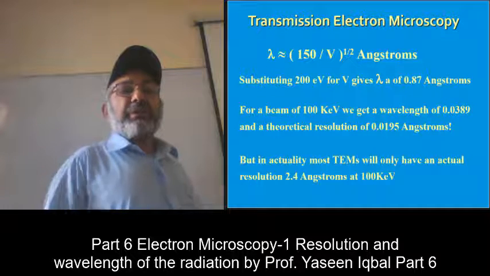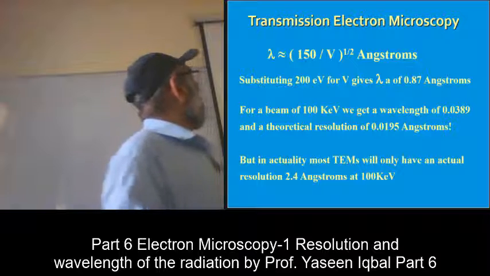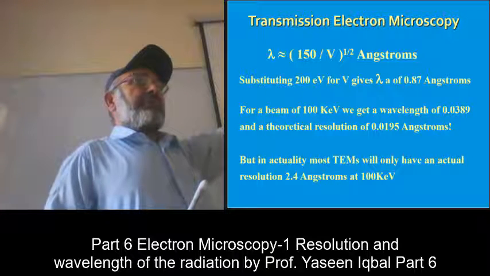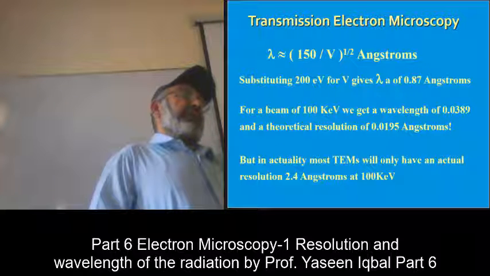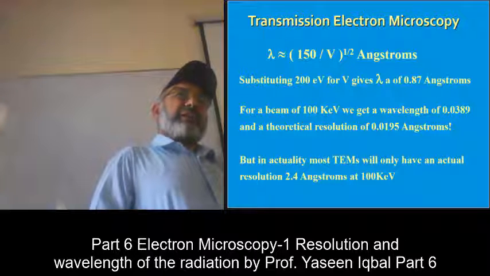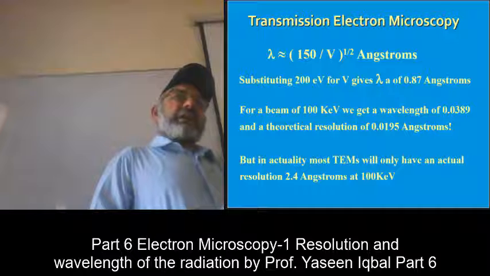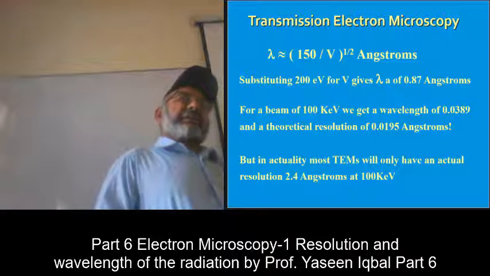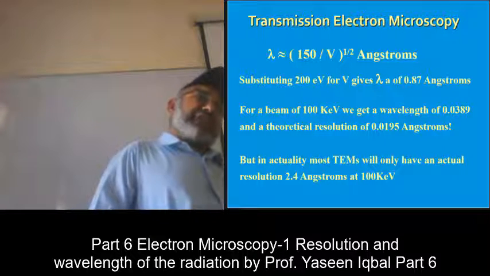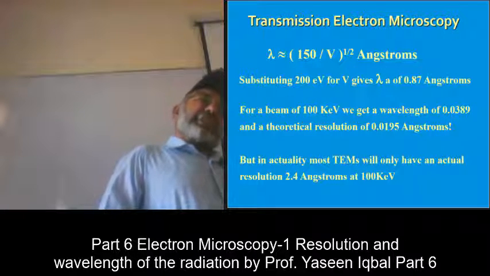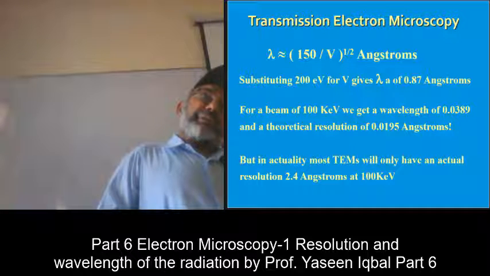And that 150 over V under root is in angstrom. But this is your assignment. Put values there and calculate them, right? That is how you relate the potential, the accelerating voltage of the machine, to the electron wavelength.